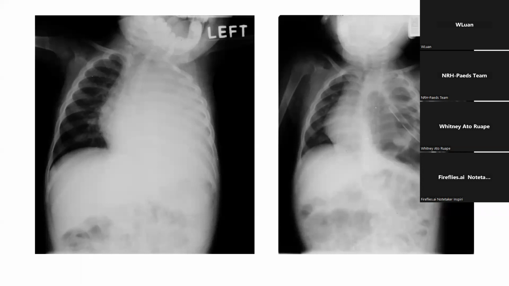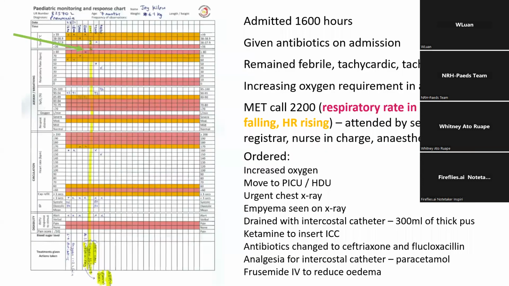Many hours before, she had an intercostal catheter inserted, and that drained a lot of the pus. Of course, her lungs are not normal. It hasn't made her completely well, but it has stopped her having an arrest, which was going to happen if she didn't have some intervention. And the intervention was based on just these small changes in her respiratory rate, in her oxygen saturation, and her heart rate.